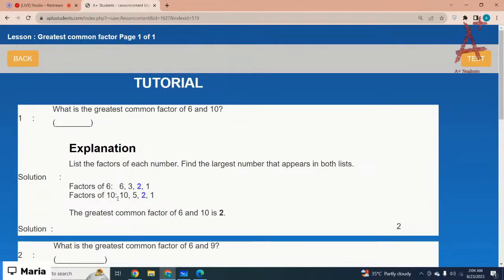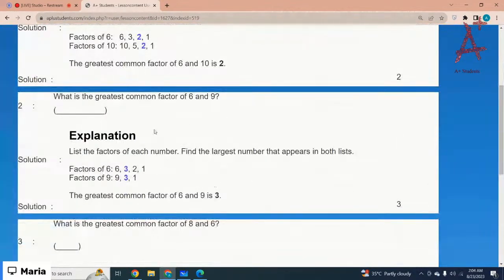Same is the case for 10. 10 times 1 is 10, so 10 and 1 are both factors of 10, right? And 2 times 5 makes 10, so 2 and 5 are factors of 10. So you have to look for the greatest common number. The greatest number is 2. So that means the GCF of 6 and 10 is 2, right?